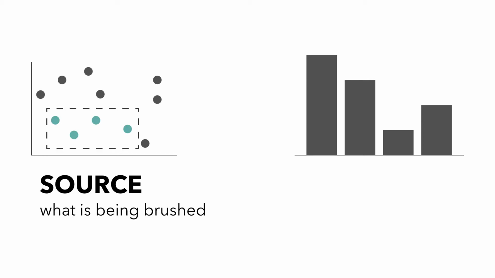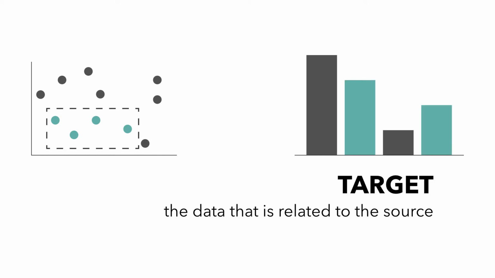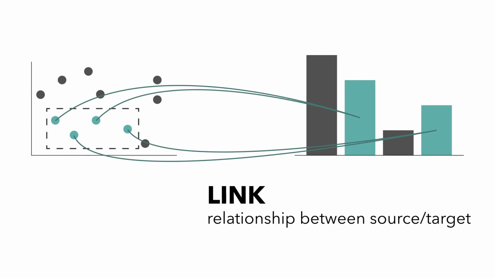We deconstructed the brushing and linking technique into three main components: the source, what is being brushed; the target, the data that is related to the source; and the link, the relationship between source and target.